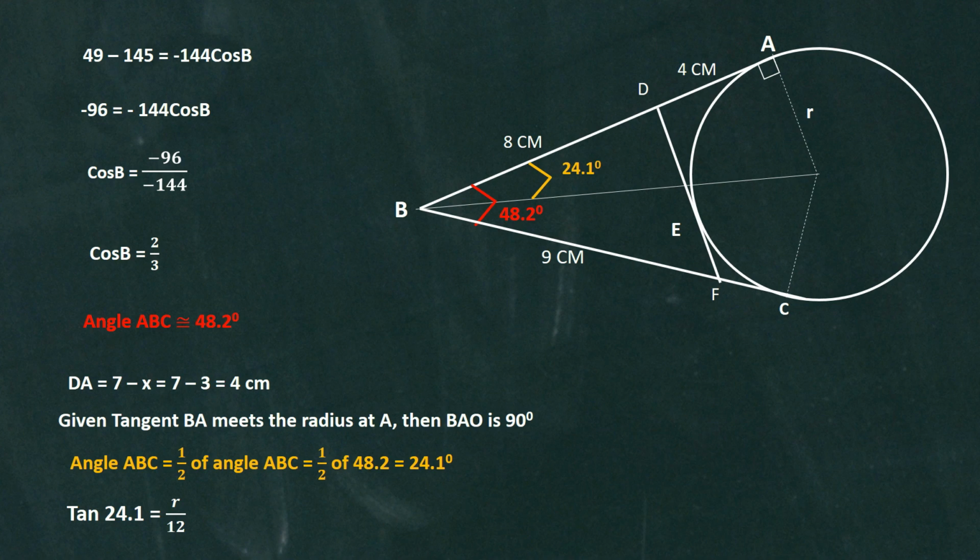We use SOHCAHTOA, so that tan of 24.1 is equal to R over 12, and we multiply by 12 on both sides, so that the radius is going to be 12 times tan 24.1, and that gives us 5.3665631 and so on and so forth. We round that off, and so we do have 5.37 centimeters.